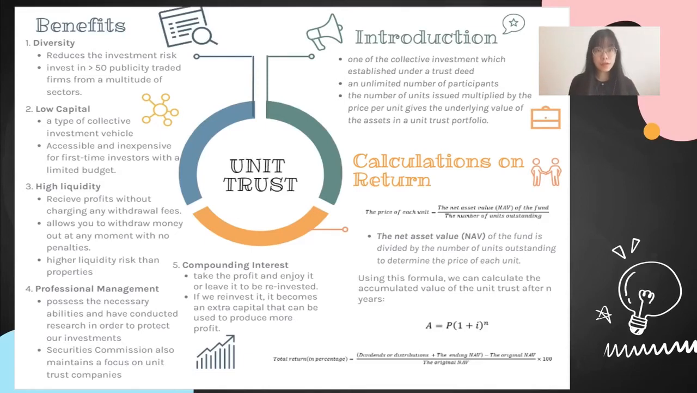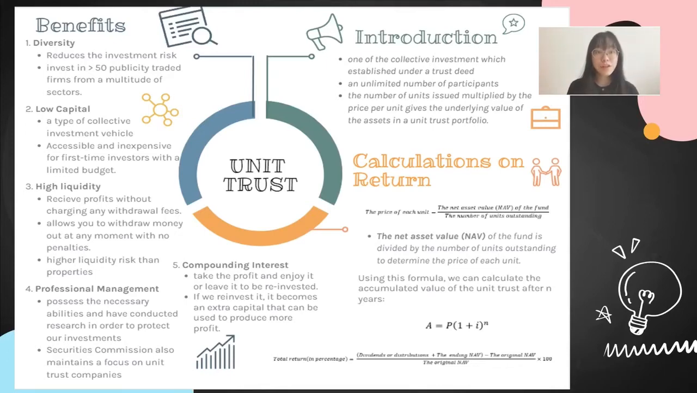Next, to calculate the return. The price of each unit is calculated by dividing the net asset value, NAV, of the fund by the number of units outstanding. To calculate the total return in percentage, we take the dividend distribution plus the ending NAV minus the original value of NAV, divided by the original value of NAV to get the proportion, and then multiply by 100%. By using this formula, we can calculate the accumulated value of unit trust after n years, which is A equals P multiplied by (1 plus i) to the power of n.